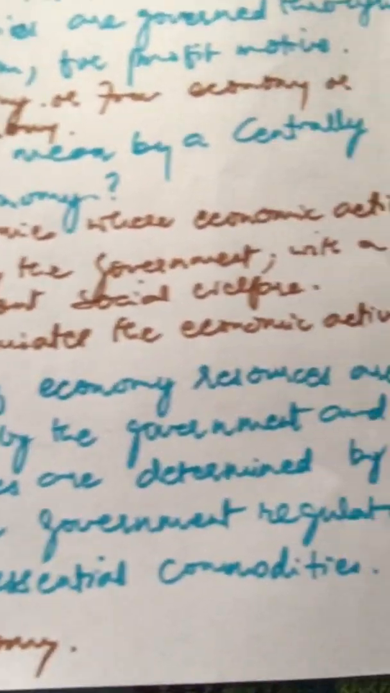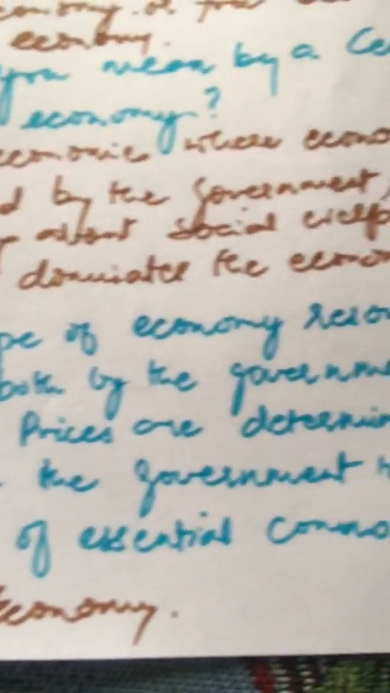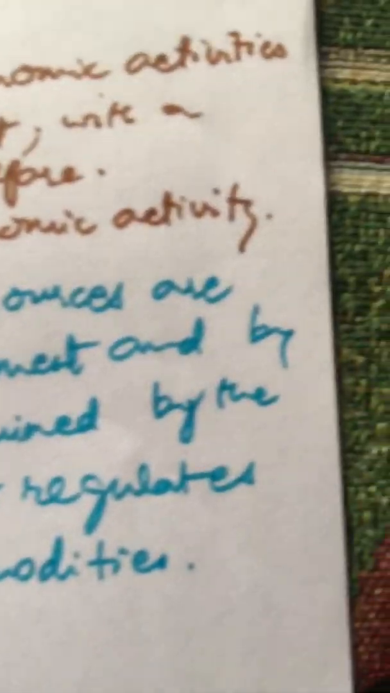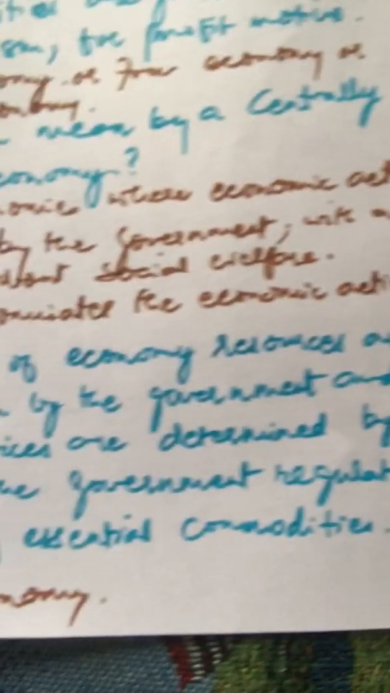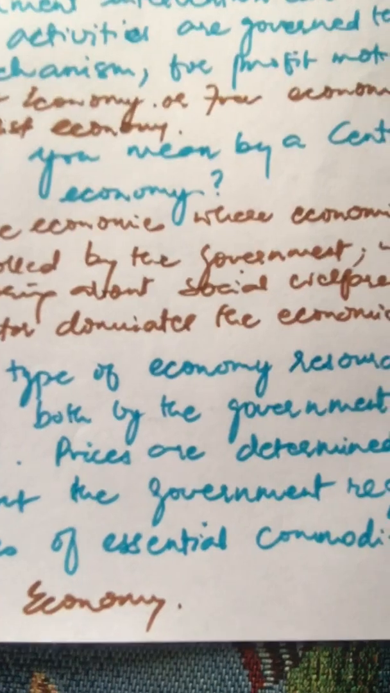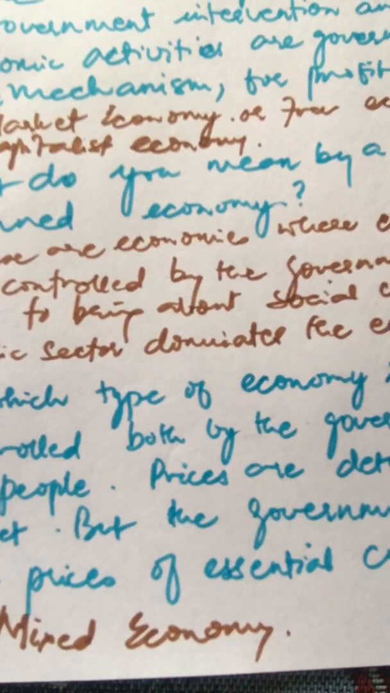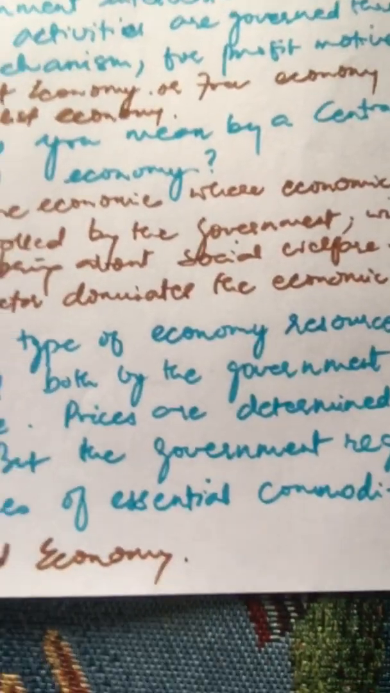The final question: in which type of economy are resources controlled both by the government and by the people? Prices are determined by the market as well, but the government regulates the prices of essential commodities. So there is quite a bit of government intervention, but enough freedom is given to the enterprises. So that is the mixed economy.